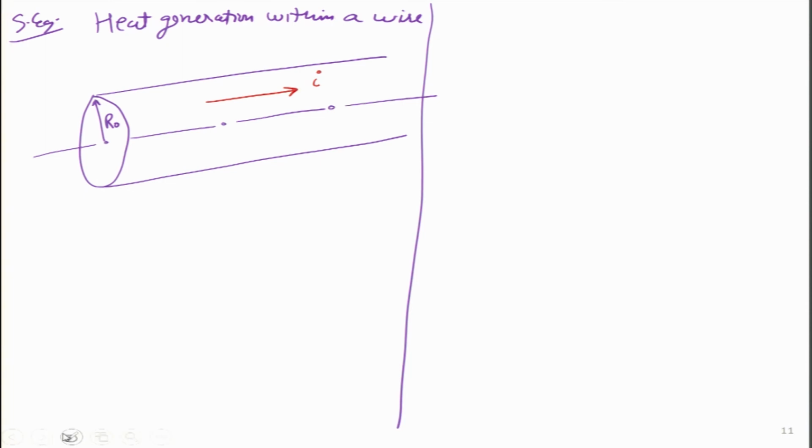I will complete the dimensions of this particular wire. The radius I already know is R naught. The length is also known to me, L, which means I know the whole geometry of this particular wire. I also know the resistance of this wire. So, this is the electrical resistance that I am talking about. So, what is the question?